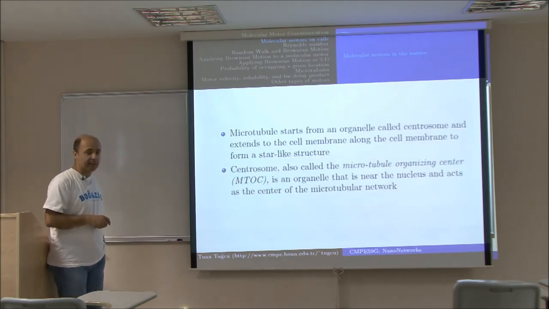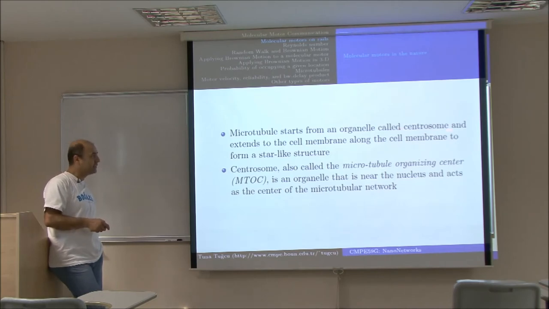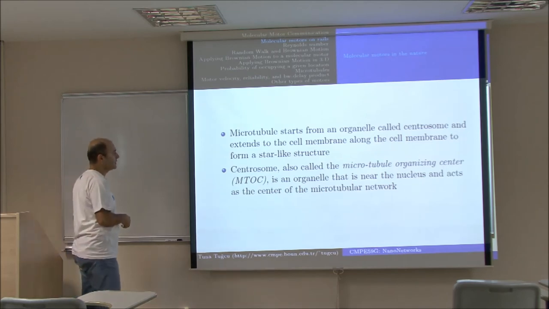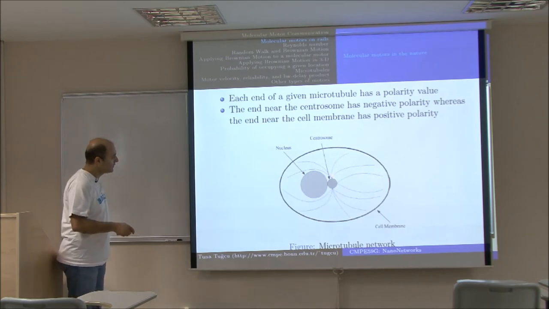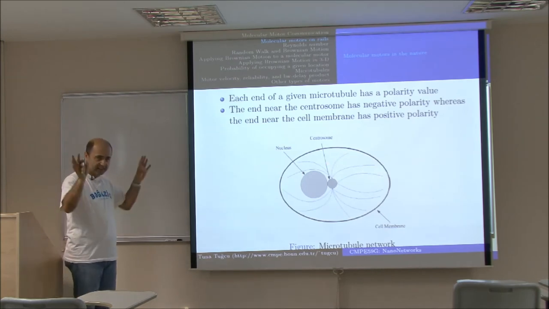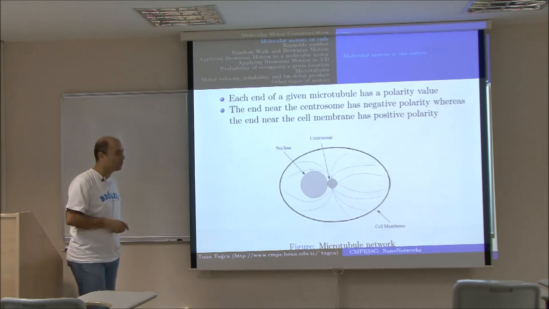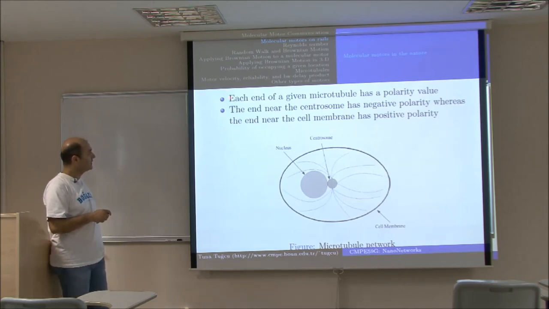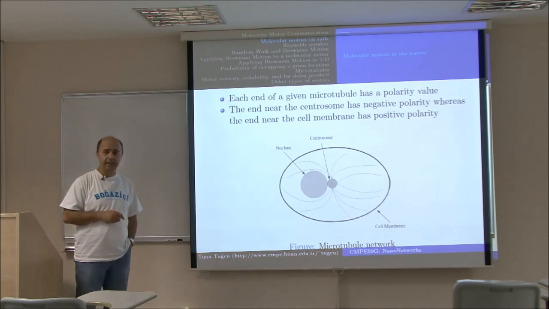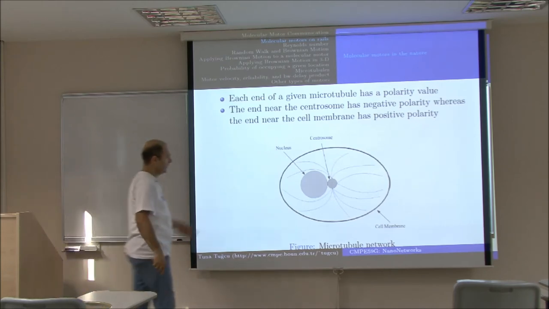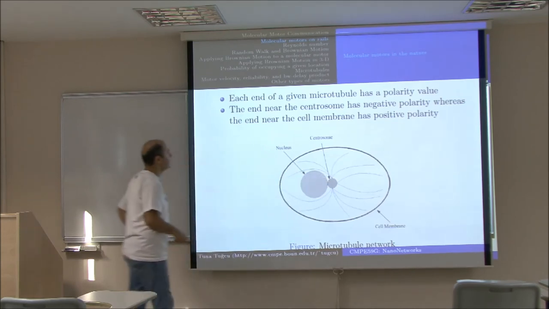The microtubule starts from an organelle, which is named the centrosome, which serves as the center of this cytoskeleton system. It's also called the microtubule organizing center, MTOC. That's another term for the centrosome. It's near the nucleus and, as we said, acts as the center. Thus, the microtubular system is like a star-like topology. Each end of a given microtubule has a polarity, typically the plus outside and negative near the centrosome.